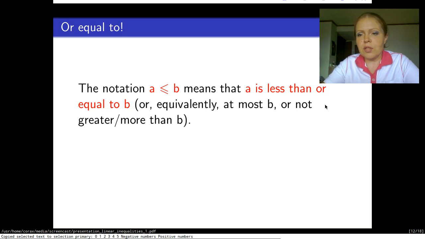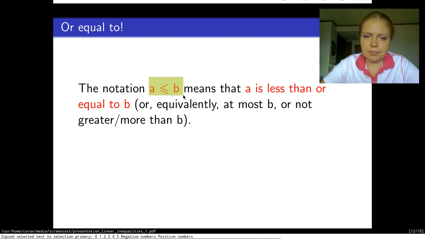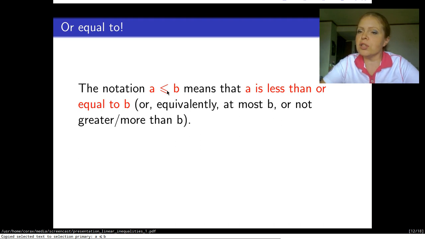Which one is greater, which one is smaller? What about the notation "less than or equal to"? Here you can see the notation. This notation can be read as A is less than or equal to B. It's equivalent to say A at most B, or A is no more than B, not greater than B.